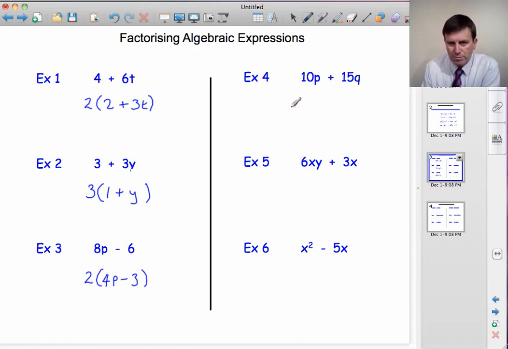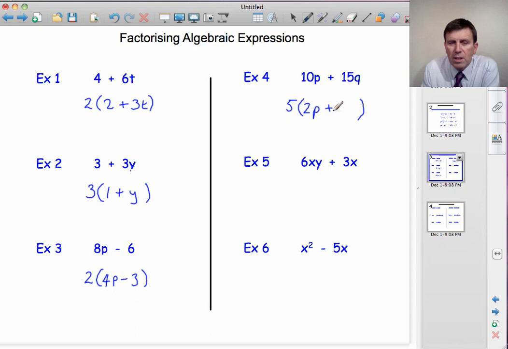Example 4. 10 and 15. Well, I can pull 5 as a common factor here. I can't get the p because there's no p at the back. I can't get the q because there's no q at the front. So 5 is the only common factor. Rebuild the expression. What do I multiply 5 by to get 10p? 5 times 2 is 10, and I need to multiply by the p to get the p involved. 5 lots of 2p is 10p.